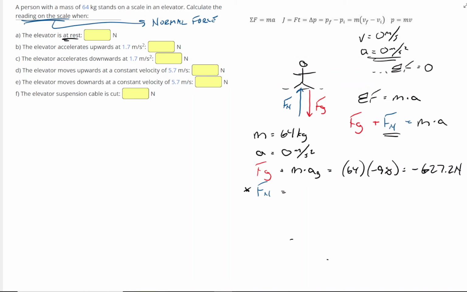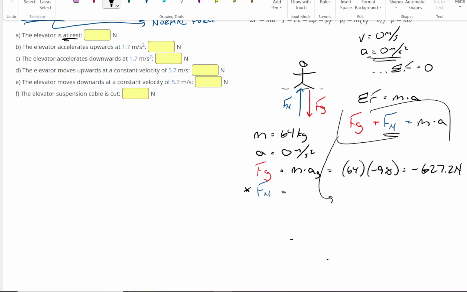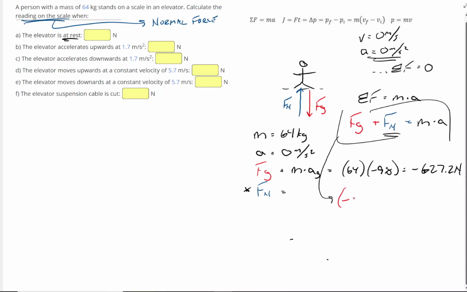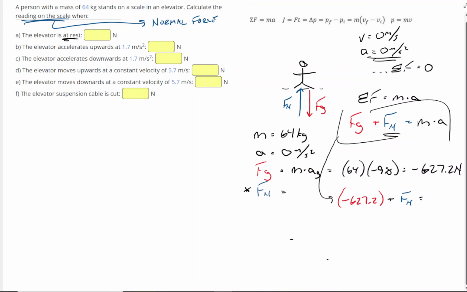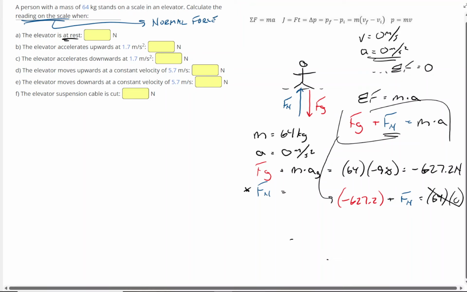Well, if it has to be added to something in order to add to 0, if I take this equation and start plugging in my values, then I have the force of gravity downward at 627.2. I'm going to be adding the normal force to it, which is what the scale is going to read, and that has to equal the mass, which is 64, times the acceleration. Well, that's equal to 0.